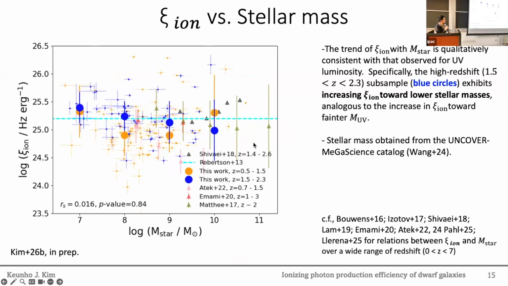And qualitatively consistent with the trends seen in the UV luminosity case, we also observe a gradual increase of ionizing production efficiency with decreasing stellar mass in our high redshift subsample, in the sense that the lower stellar mass galaxies tend to have higher ionizing production efficiency.